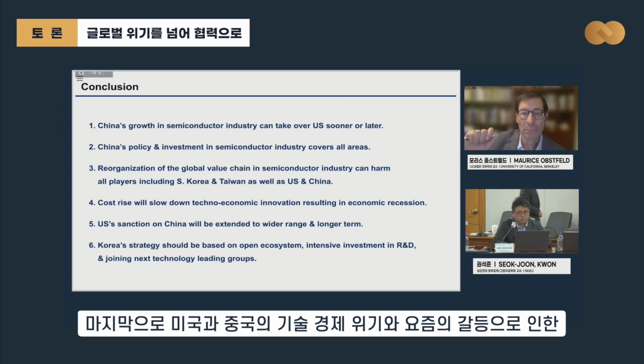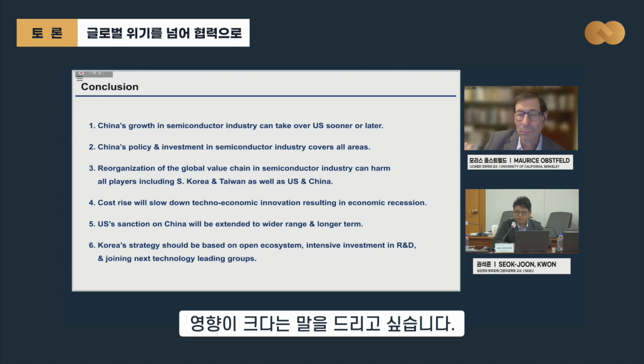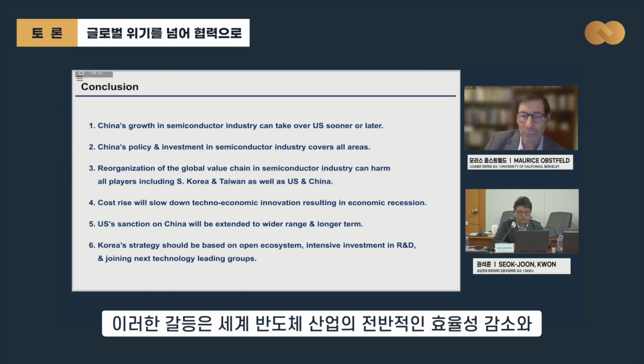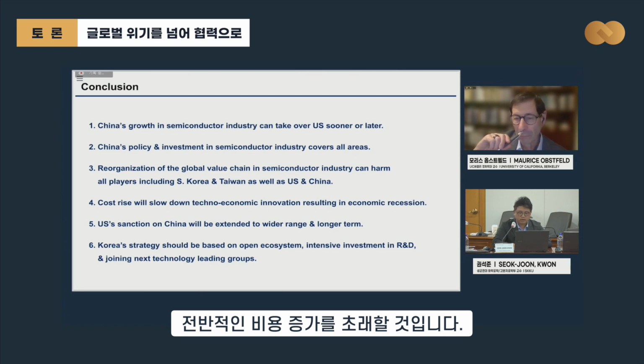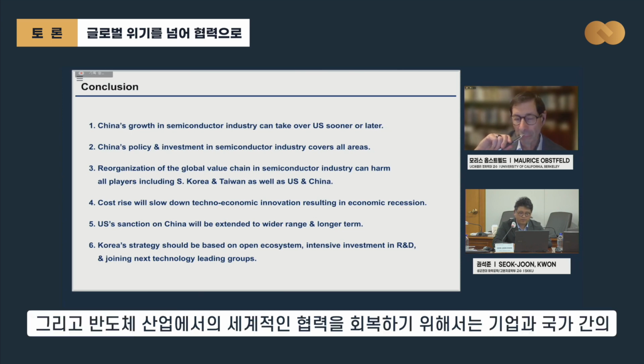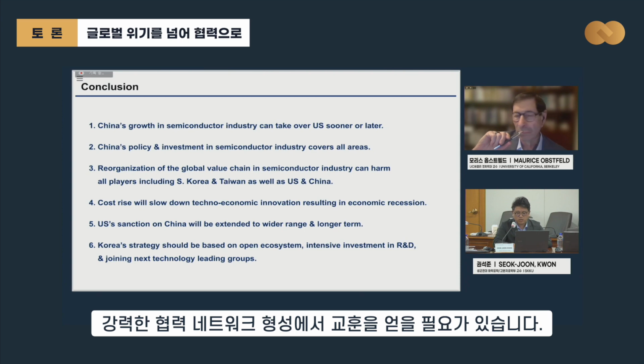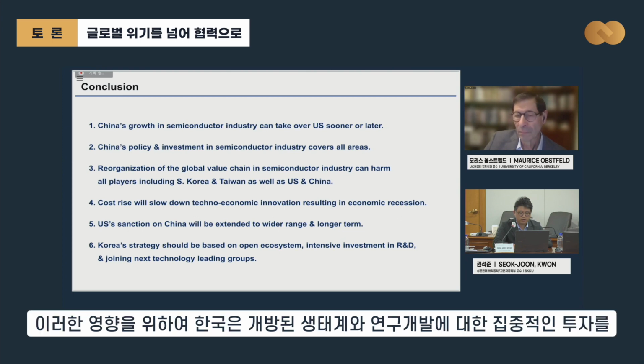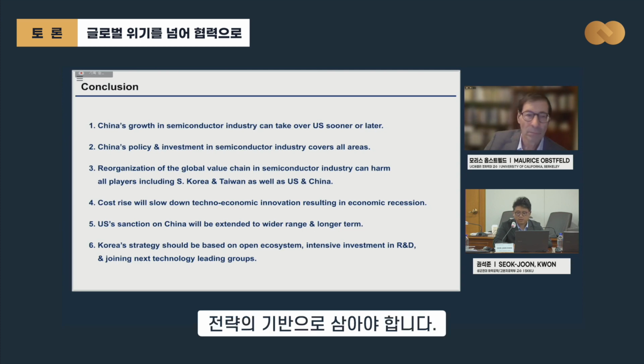So let me just conclude my discussion: there will be a heavier impact given by the U.S. and China's techno-economic crisis and conflict nowadays. And this conflict will result in an overall decrease in efficiencies and an overall increase in cost for the global semiconductor industry. And to recover global cooperation in this semiconductor industry, we need to take some lessons from the formation of a strong cooperation network between companies and between nations. And Korea's strategy to take this impact should be based on an open ecosystem and intensive investment in research and development.